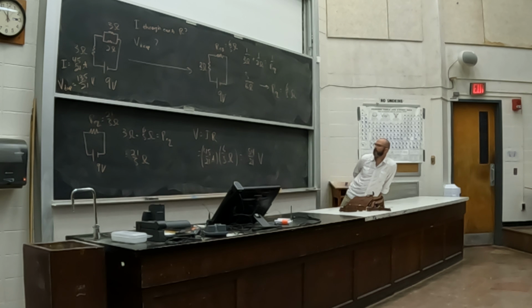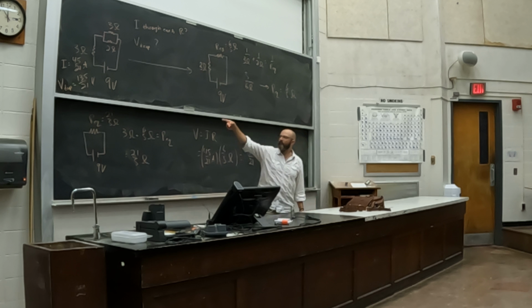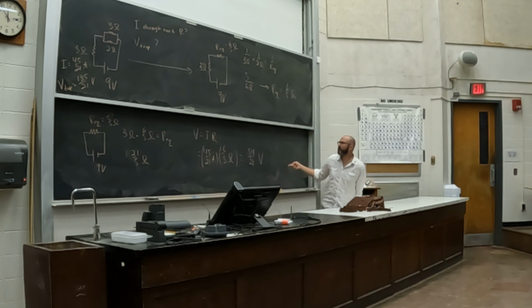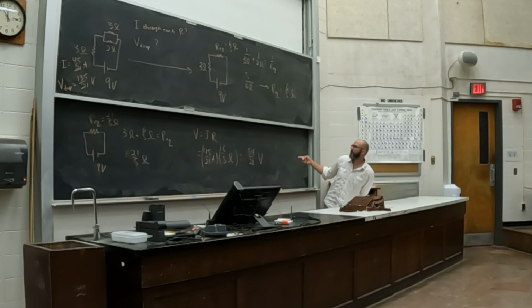Now, as a sanity check, let's add up. My total voltage drops should equal 9 volts. If I add this voltage drop to that voltage drop, what am I going to get? It's going to be 189 over 21. Yep, that works. 9 times 21 is 189. So I did it right.